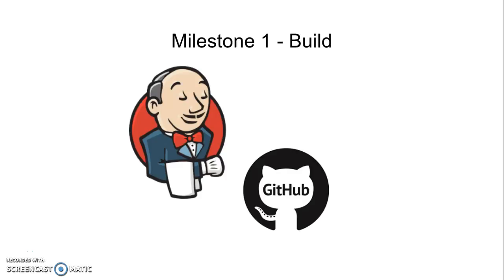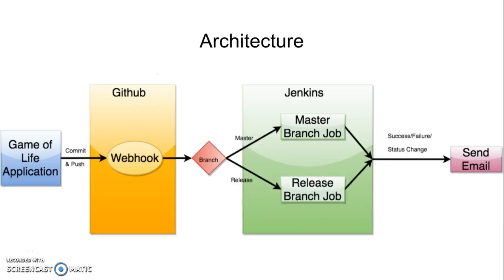The first milestone was the build milestone. The application which we used for this milestone is the Game of Life application. So the first task which we were required to accomplish was to trigger a build in response to a Git commit via Git hook. So for this we used a webhook.